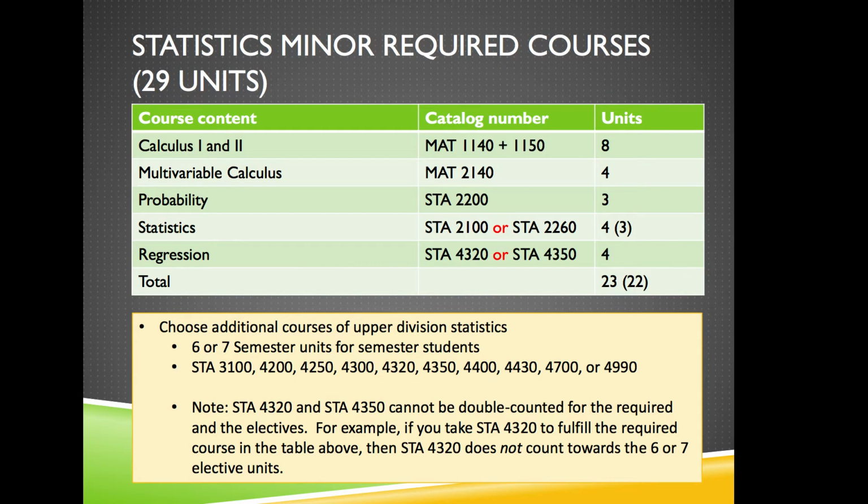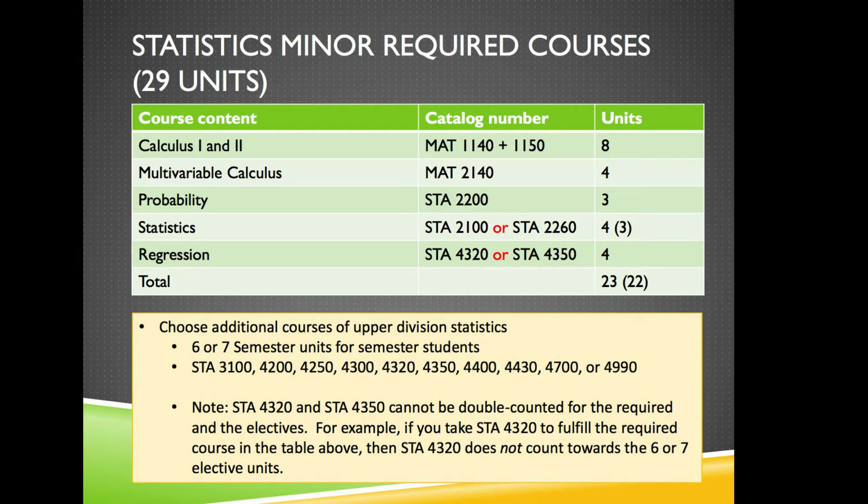Finally, we have the stats minor. So for the stats minor, the list of required courses is longer. You would need to take Calculus 1 and 2 and multivariable calculus, that's 12 units. Then you're expected to take the classes that math majors take in probability and statistics. So for probability, it's Stat 2200. For statistics, Stat 2100 is the course that all math majors take. Or if you're majoring in another major that requires 2260, you can sub 2260 for that instead.